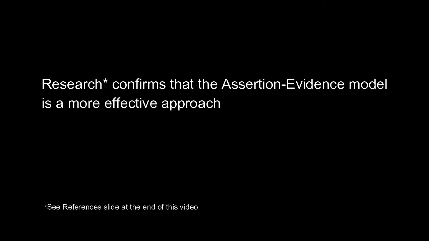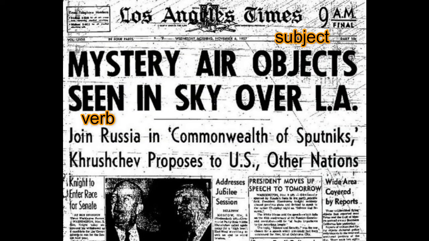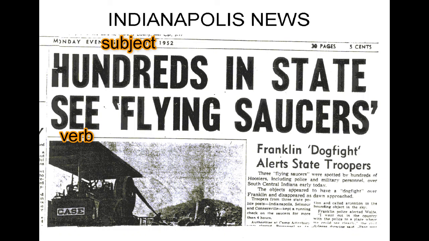But why the complete sentence? Well, people process information in units of meaning. What is a unit of meaning? A sentence, a subject and a verb. You can find evidence of this if you take a look at a newspaper. Every headline is a complete sentence because people communicate meaningful thoughts in sentences, not in abstract phrases.